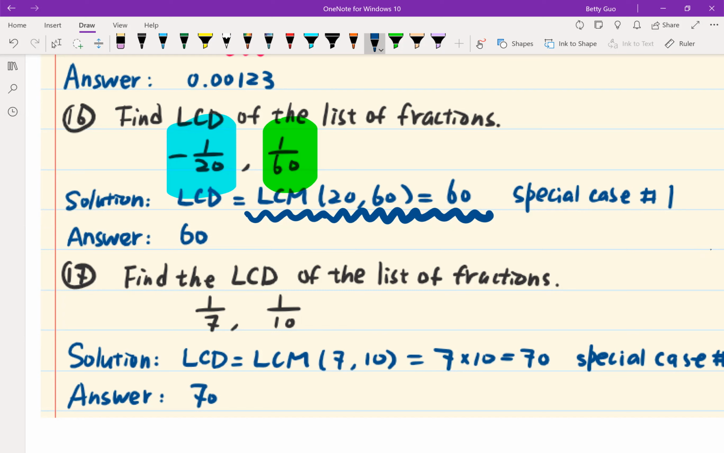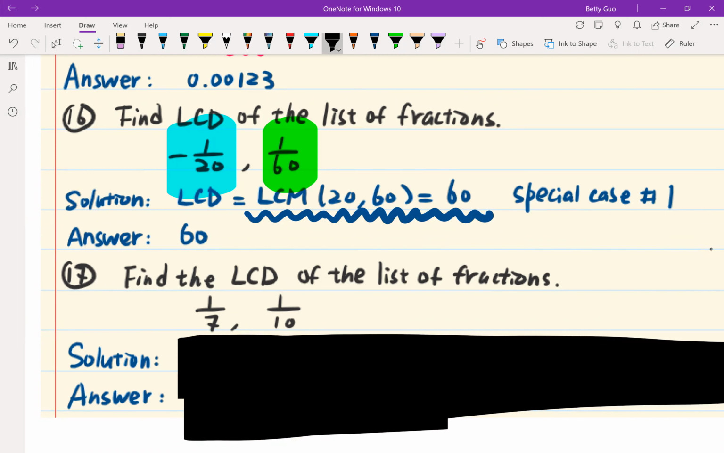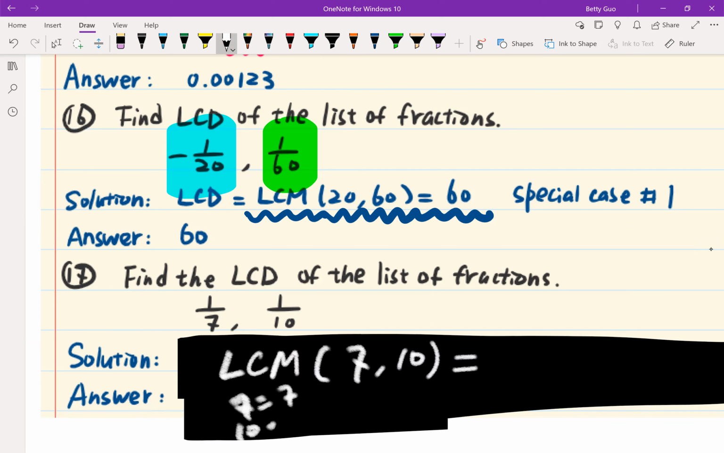Number 17. Tell me, what's the least common denominator of 1 over 7 and 1 over 10? 70. How do you get 70? The least common denominator is the least common multiple of the two denominators, right? 7 is 7, 10 is 2 times 5. You can see the two numbers are mutually prime. When the two numbers are mutually prime, the LCM is their product. 7 times 10 is 70. Okay, these are very easy.